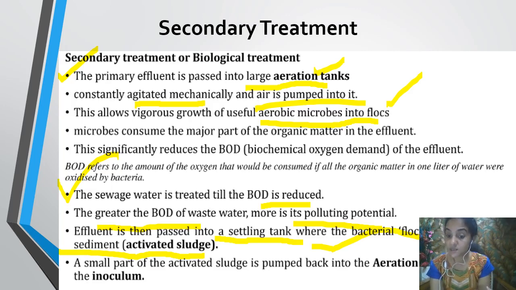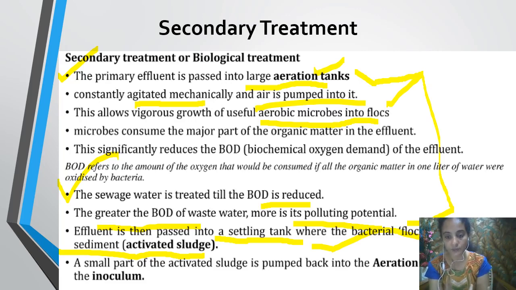That means we no need to prepare the inoculum, no need to prepare the floc each and every time. It is a continuous process. Once we take the activated sludge, a portion of it will be added into the aeration tank. Okay, it gets circulated like this. So a portion of the activated sludge goes back into the aeration tank, so that we don't have to prepare it every time, and we can use this floc as an inoculum. Clear?